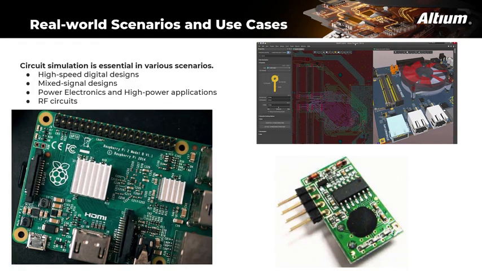In power electronics and high-power applications, managing power dissipation, thermal performance, and efficiency is critical. Circuit simulation can help designers identify areas of high power dissipation, predict switching losses in a flyback converter, and optimize component values for improved efficiency. This not only results in better performing designs, but also reduces the risk of thermal issues or component failures.